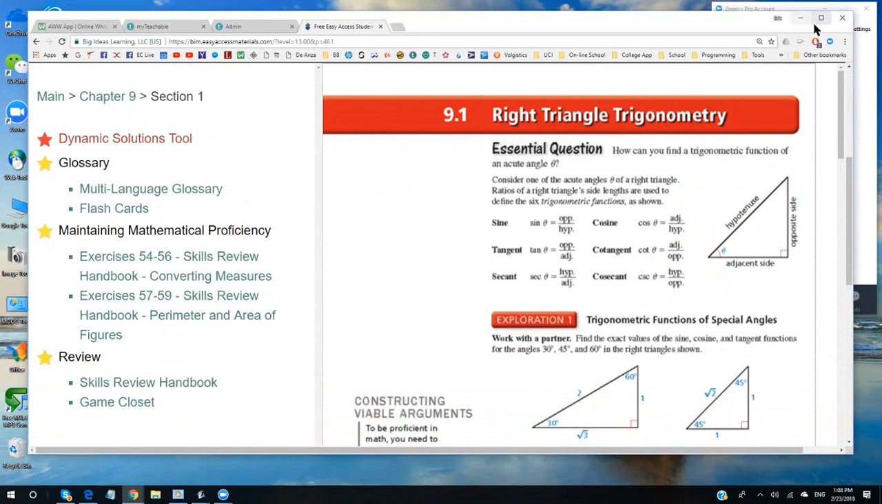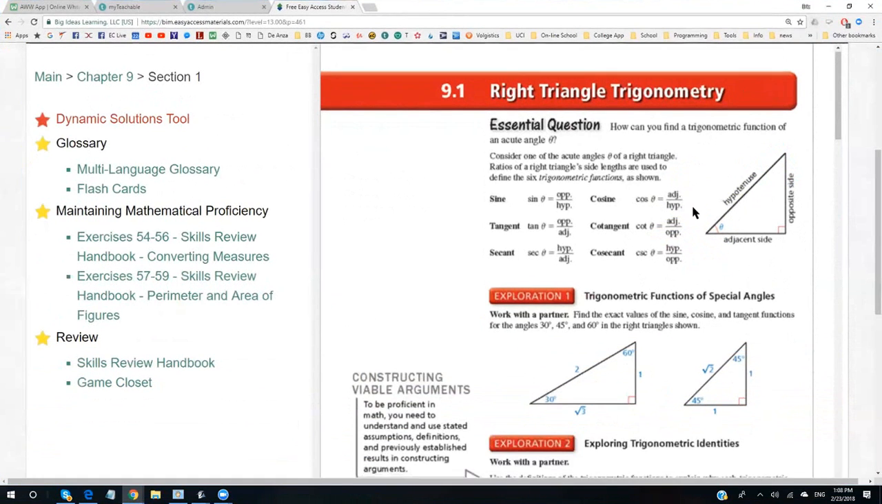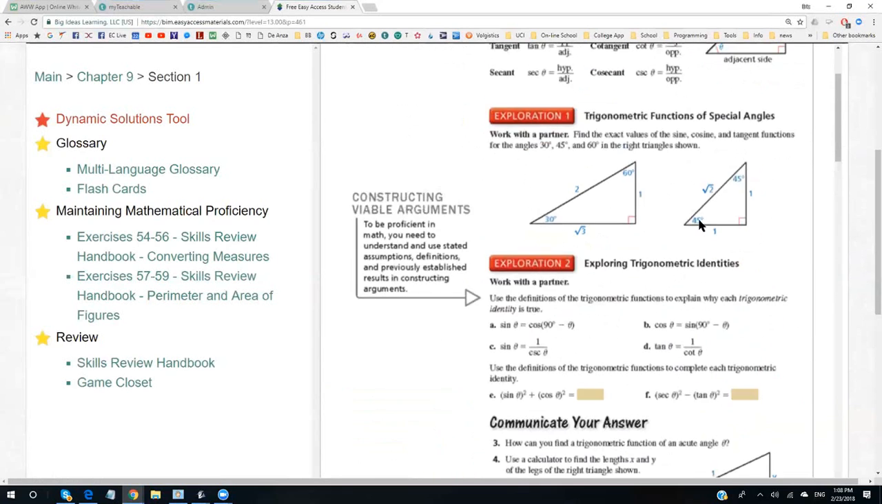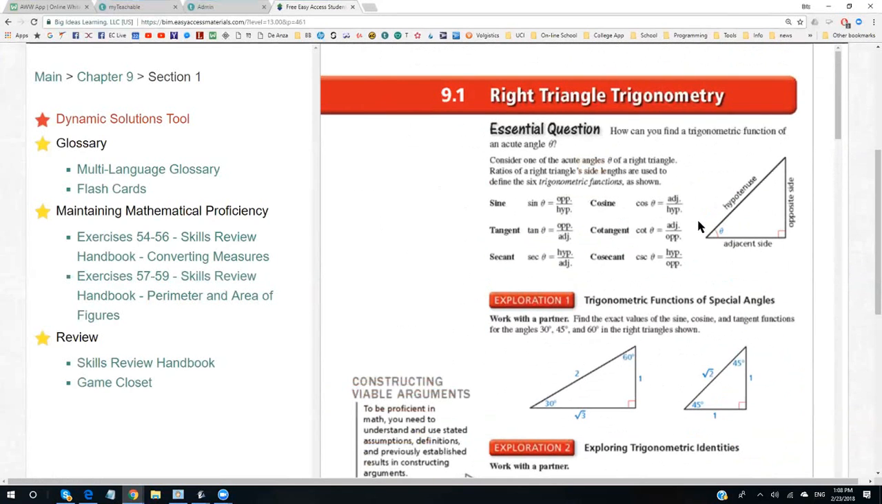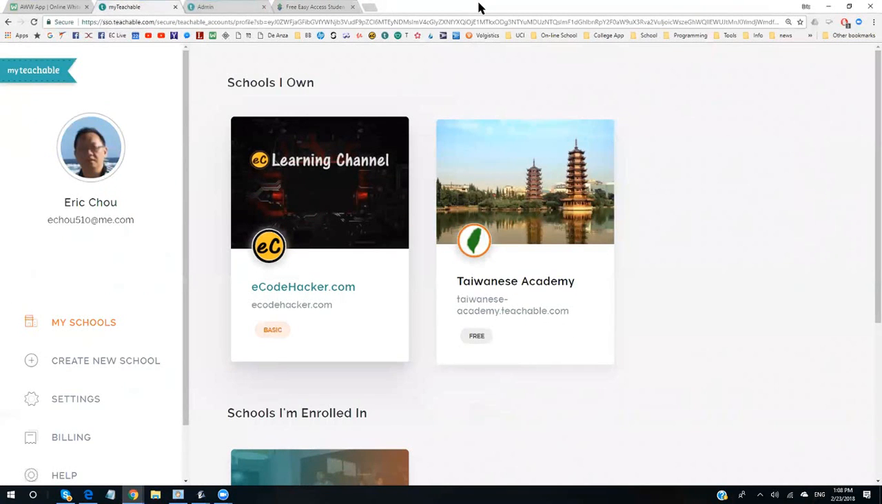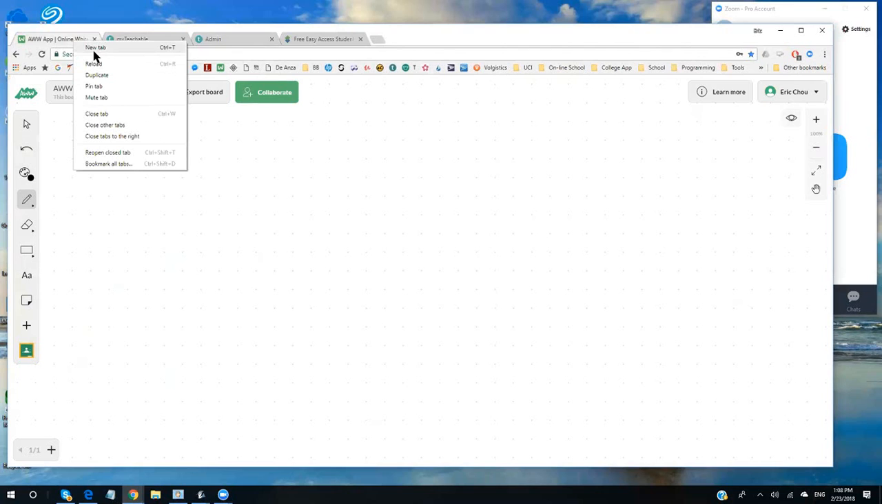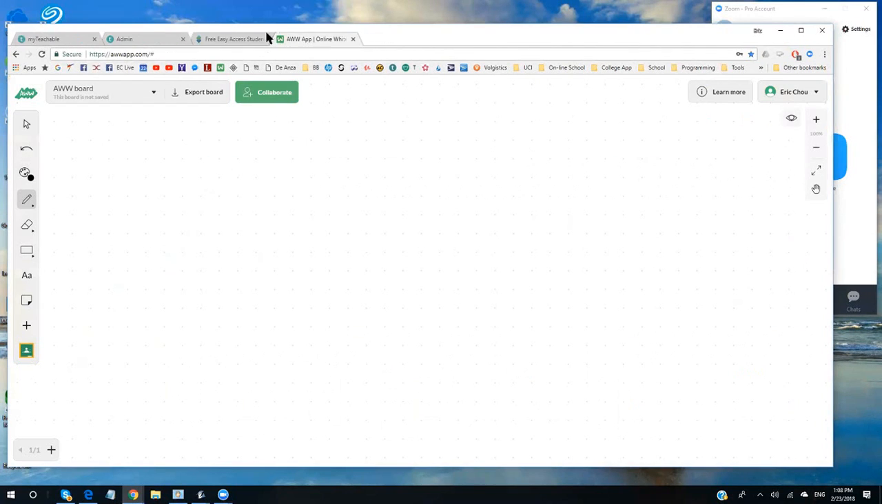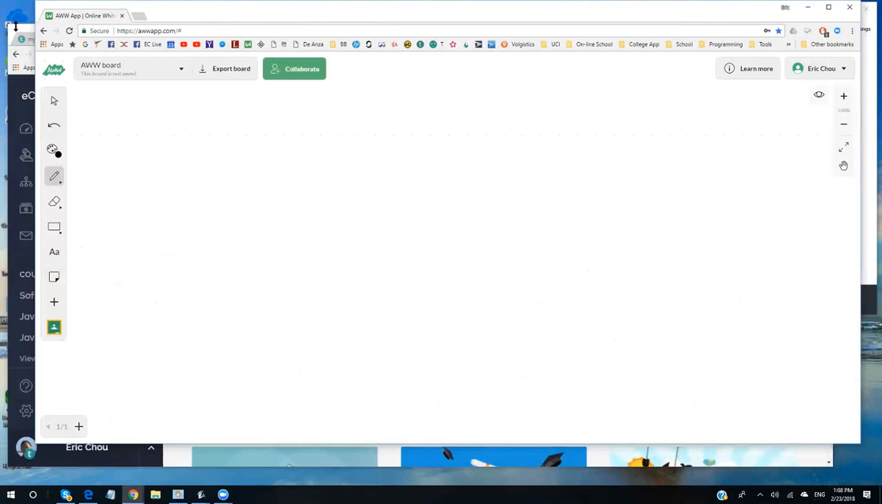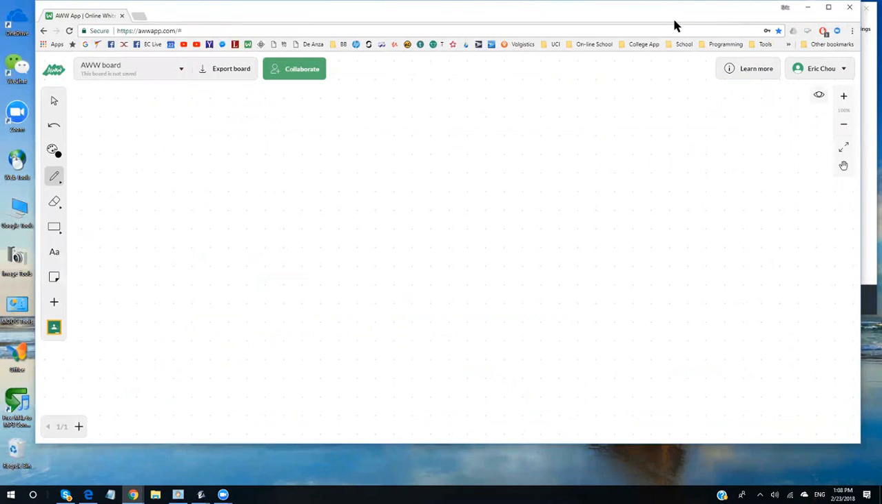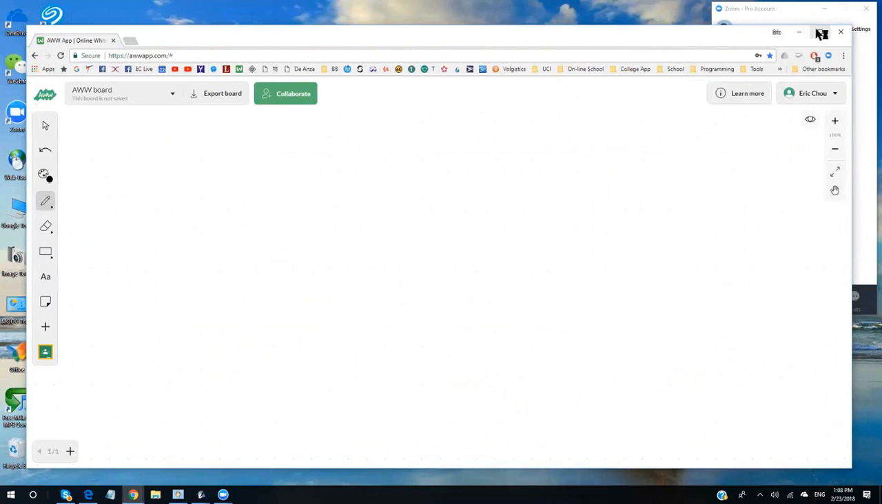Now, this is your textbook, chapter 9, right triangle trigonometry. Let me start from what I say. I'm sorry, not this one. I want this whiteboard. Let me put this in a new tab, a separate window. Let me just use this one for a whiteboard.